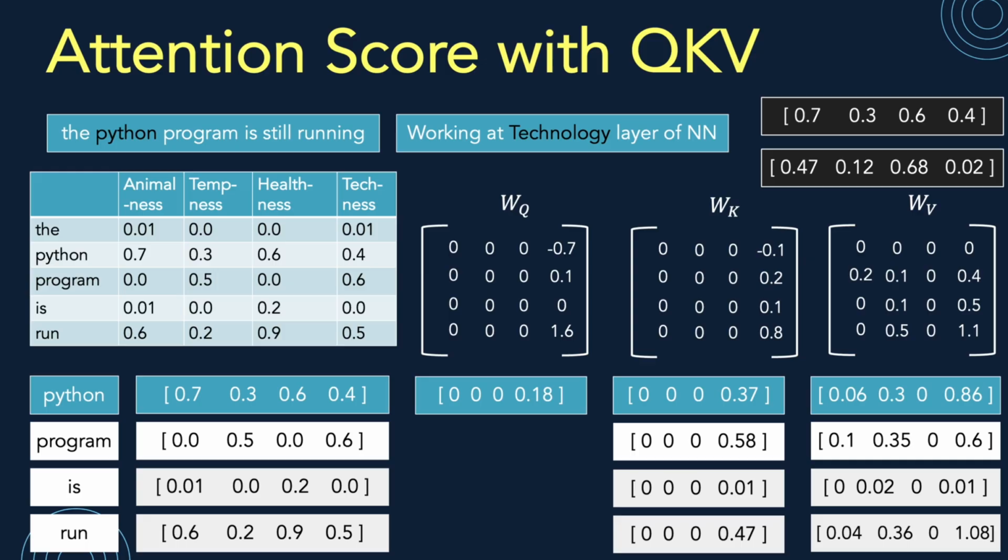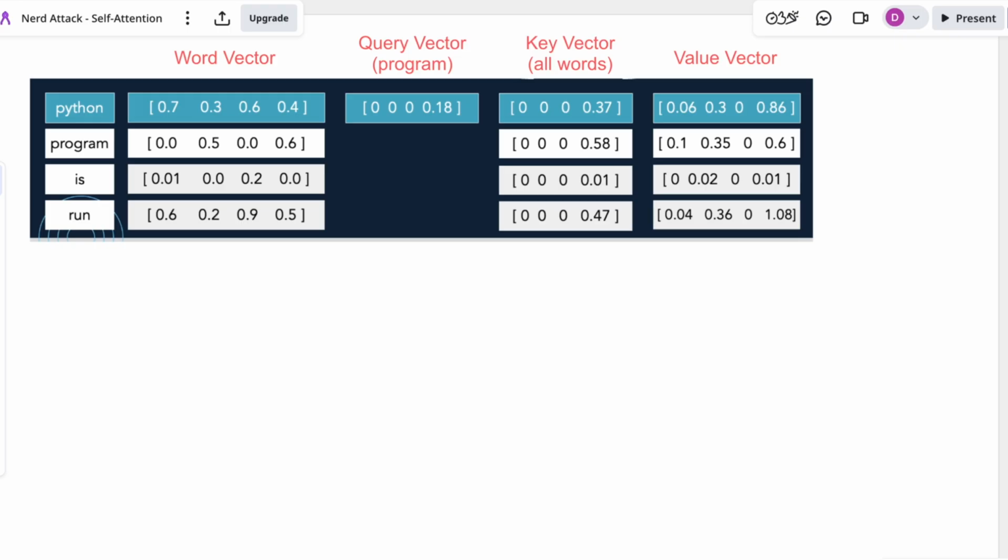And I'll be using the drawing board rather than the PPT. And here, these are the values, right? This is the word vector. This is the query vector. This is the key vector, and this is the value vector. So this would be Python, not program. So the first step here would be to find out the dot product of the query and the key. So this is the first step.